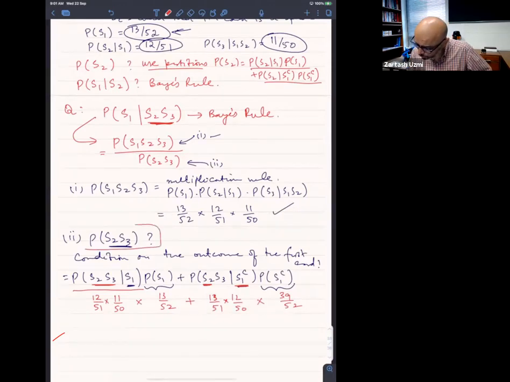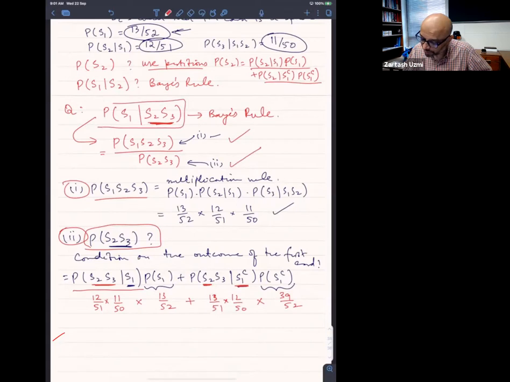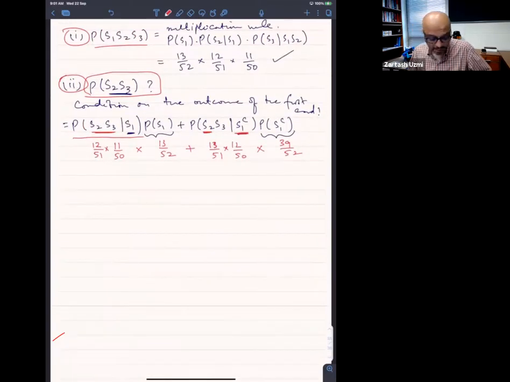So once this is found, so this was number 2 and this one was number 1. So ये भी आपको पता चल गया और ये भी पता चल गया. Now you can find what is the probability of S1 given S2 and S3. Okay. Very, very interesting example.